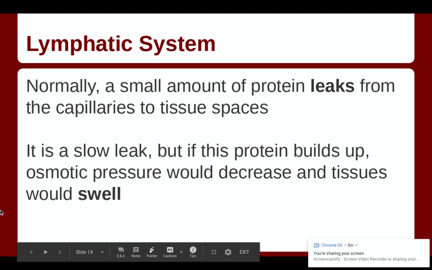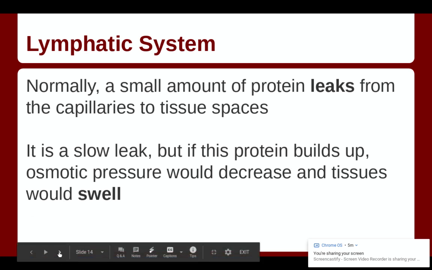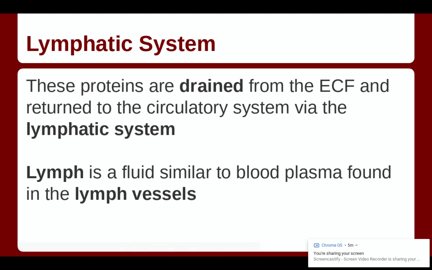Our lymphatic system works along with our circulatory system. A small amount of proteins leak from the capillaries into the tissue space. It's a really slow leak, but if the proteins build up, it changes the osmotic pressure. It would start to decrease, and then the tissues can start to swell up. To get rid of those proteins, they are drained from the extracellular fluid and returned to the circulatory system through the lymphatic system.